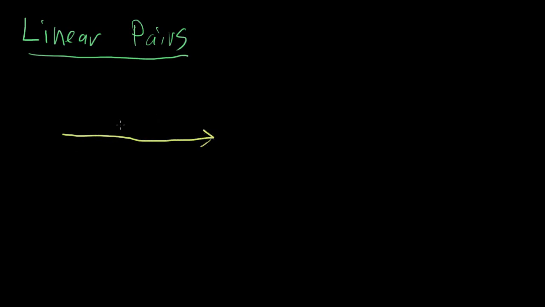Okay, so linear pairs are like this. Note how the root word is line. So we're going to start with a line, a more or less straight line. And then we're going to divide it. Call that angle 1 and angle 2. Angle 1 and angle 2 are a linear pair.